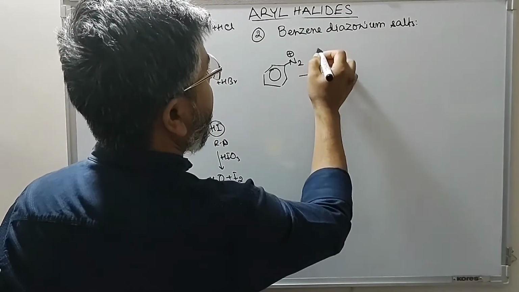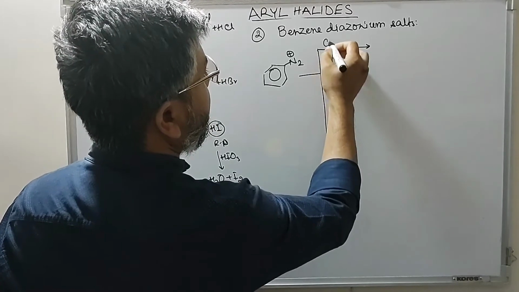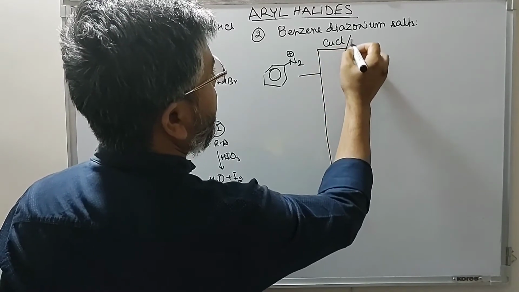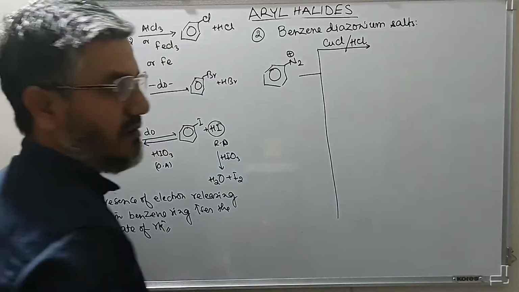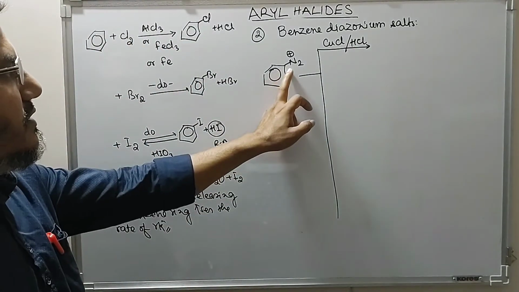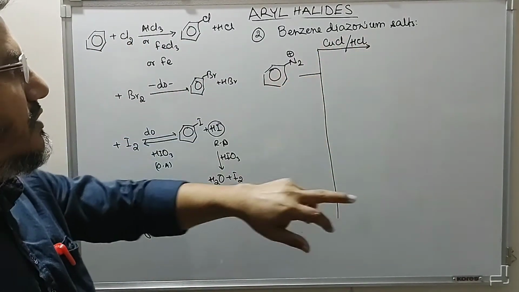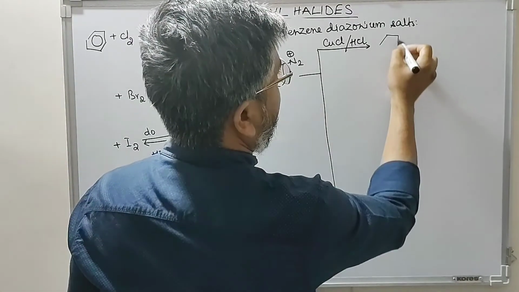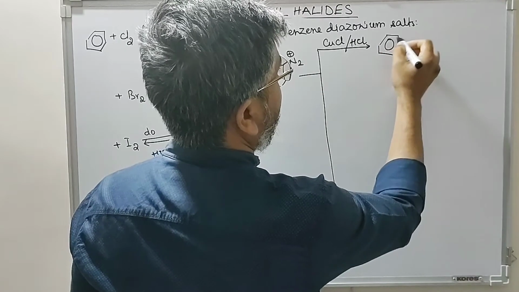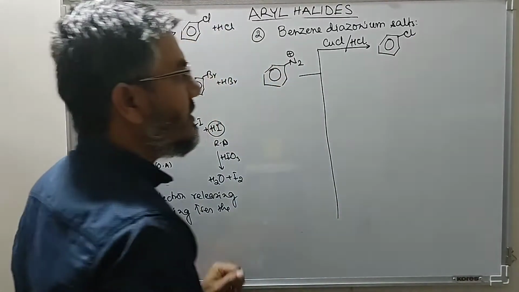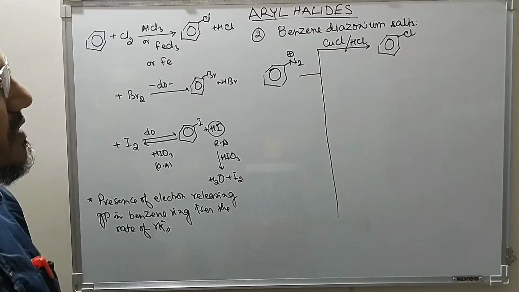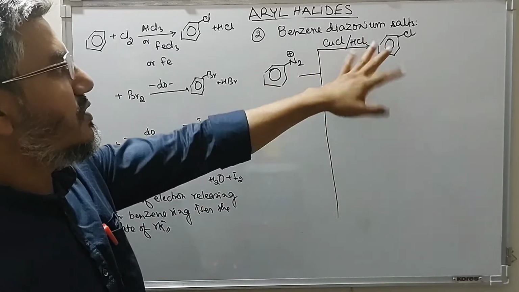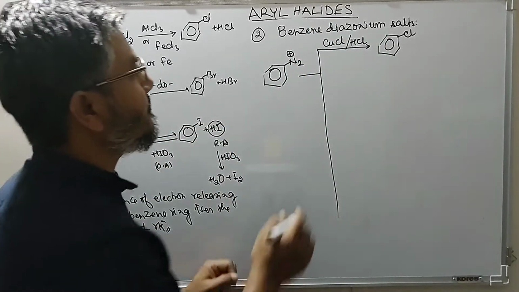Now this benzene diazonium salt, when it reacts with CuCl in presence of HCl, this nitrogen is removed as nitrogen gas, and in place of this nitrogen Cl comes. So we have chlorine substituted benzene. So the reagent is CuCl in presence of HCl.